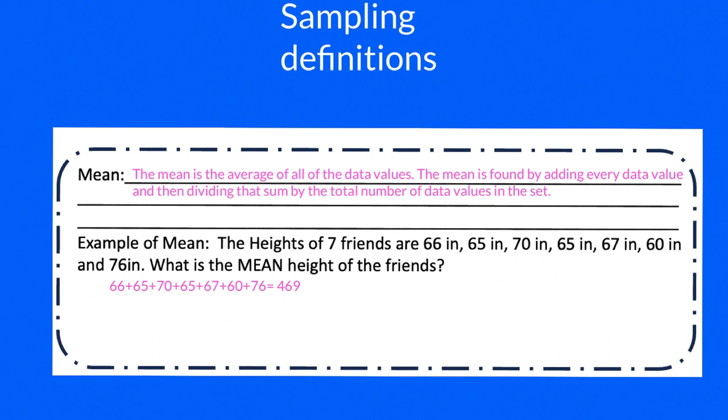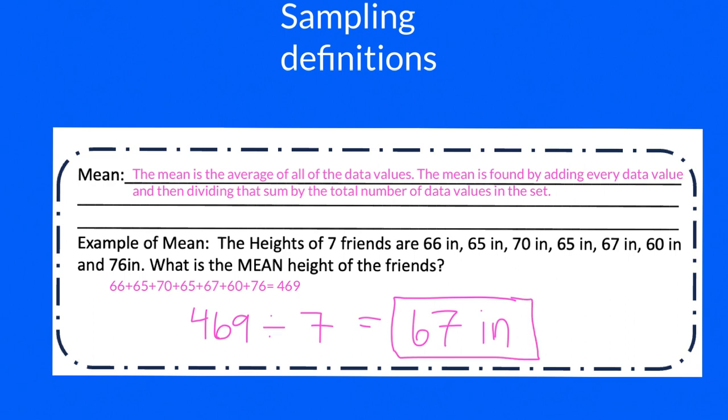Then we are going to take that 469 and divide it by the total number of values in the data set. So there's 7 friends: 1, 2, 3, 4, 5, 6, 7 data values. So we take 469 and divide it by 7. If we do that, we get 67. So that means the mean height of all the friends is 67 inches.